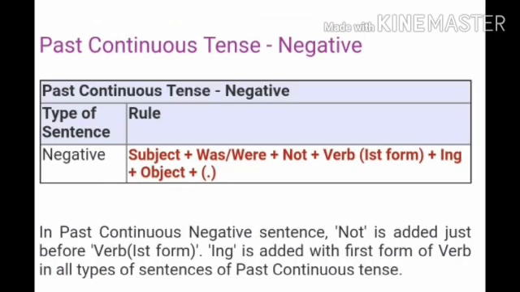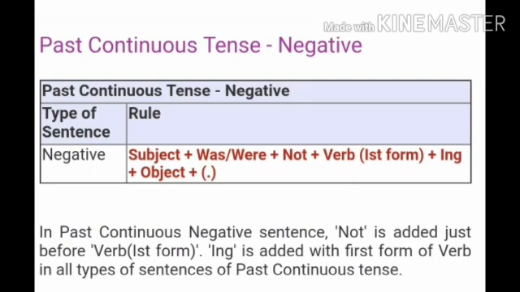Now see how we can form negative sentences. They are also quite simple, as we are using was and were as our helping verb in simple sentences as well. We will just add not after the helping verb, and the remaining formation will be the same as in the simple.